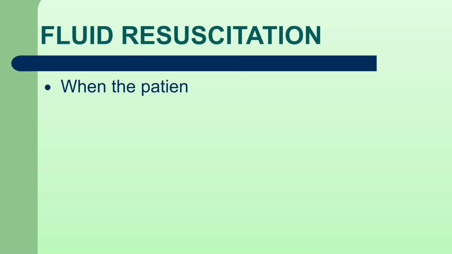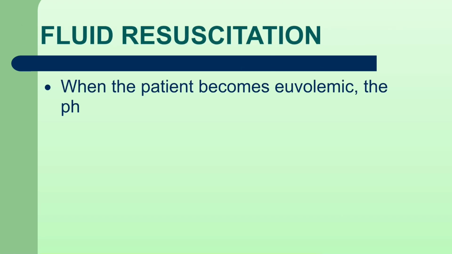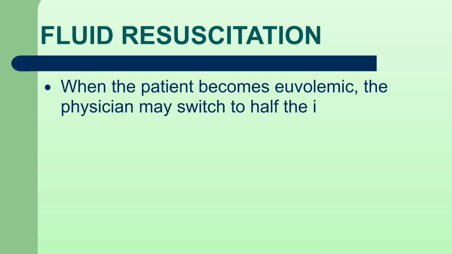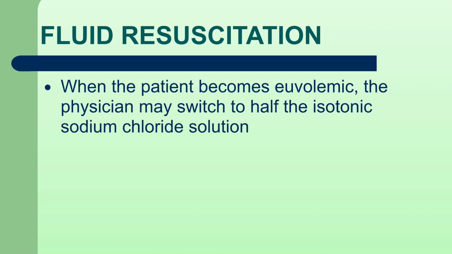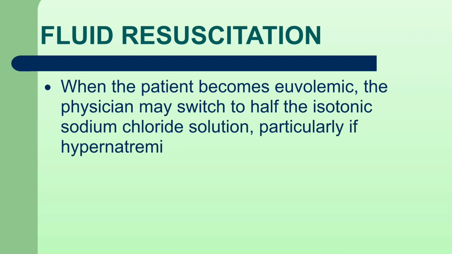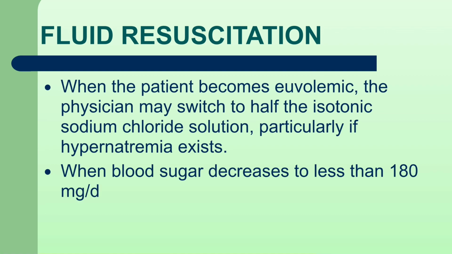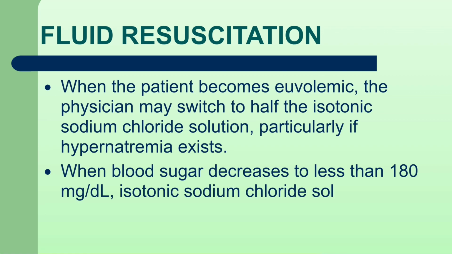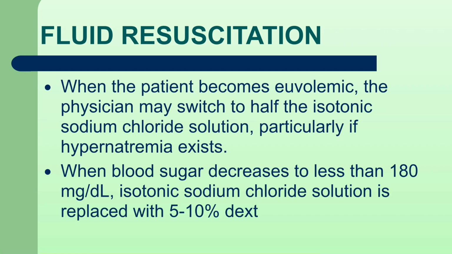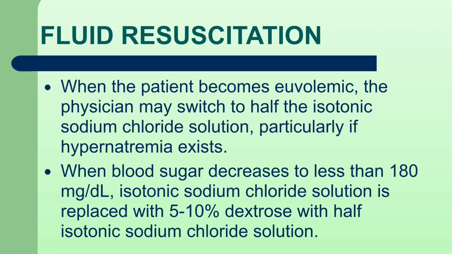When the patient becomes euvolemic, the physician may switch to half the isotonic sodium chloride solution, particularly if hypernatremia exists. When blood sugar decreases to less than 180 mg per deciliter, isotonic sodium chloride solution is replaced with 5 to 10% dextrose with half isotonic sodium chloride solution.